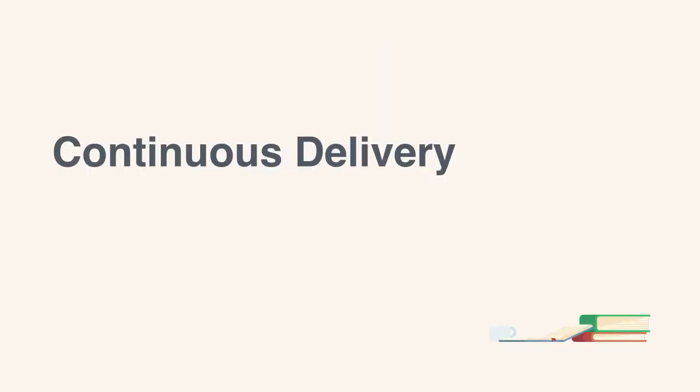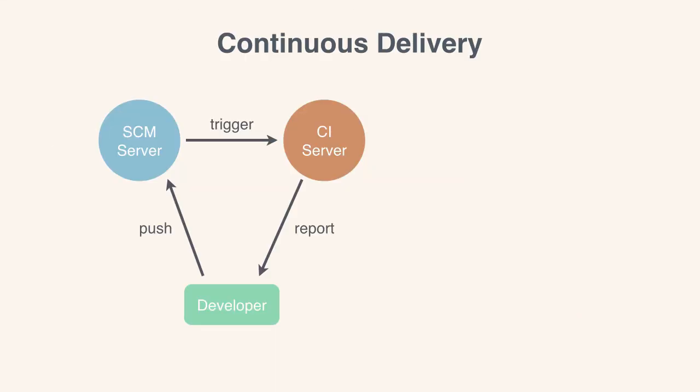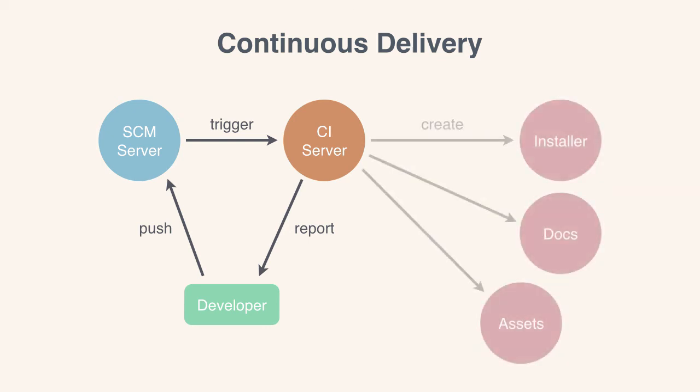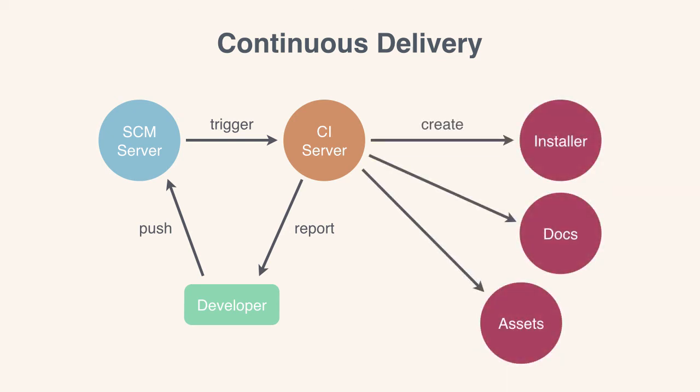Continuous delivery extends continuous integration by not only running automated tests, it also takes care so that the software is in a state that is deployable to the user at any time. In case of a software product or a mobile application, this would mean that after all tests pass, the software will be compiled, installers will be created, and other assets will be prepared.